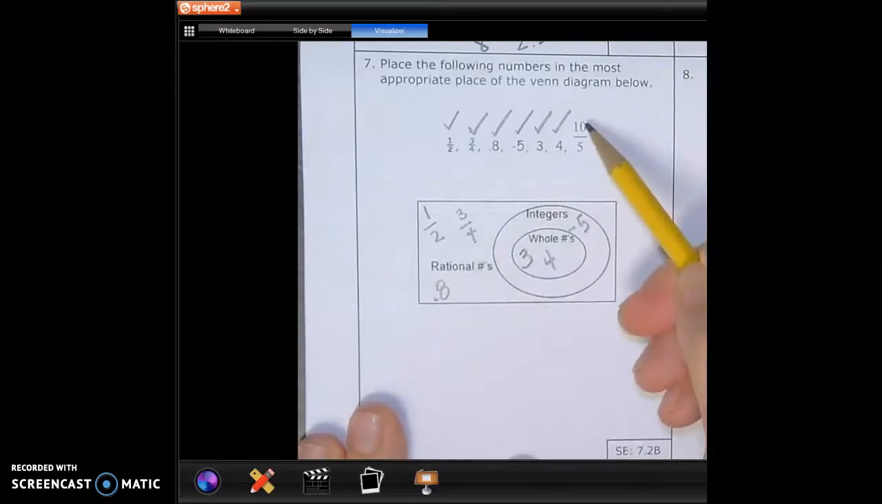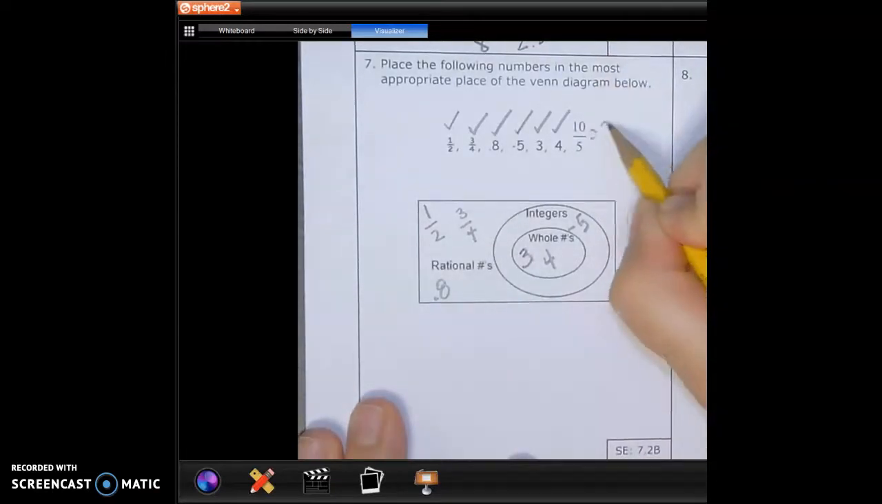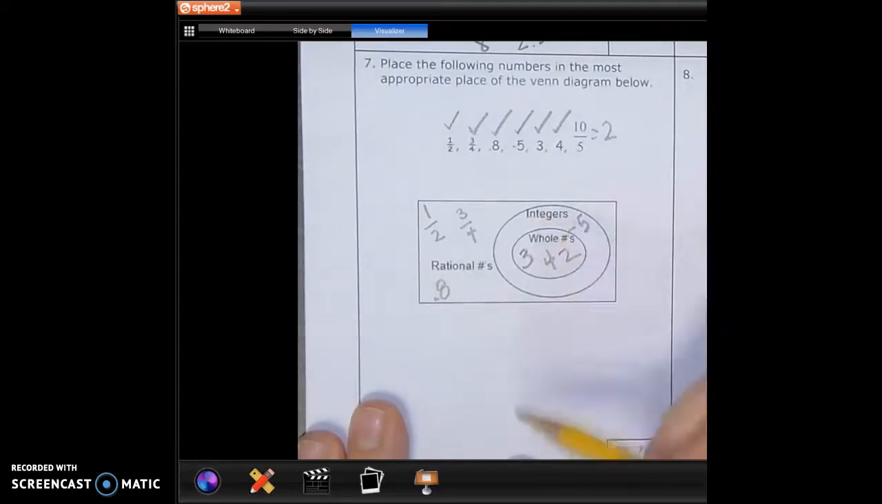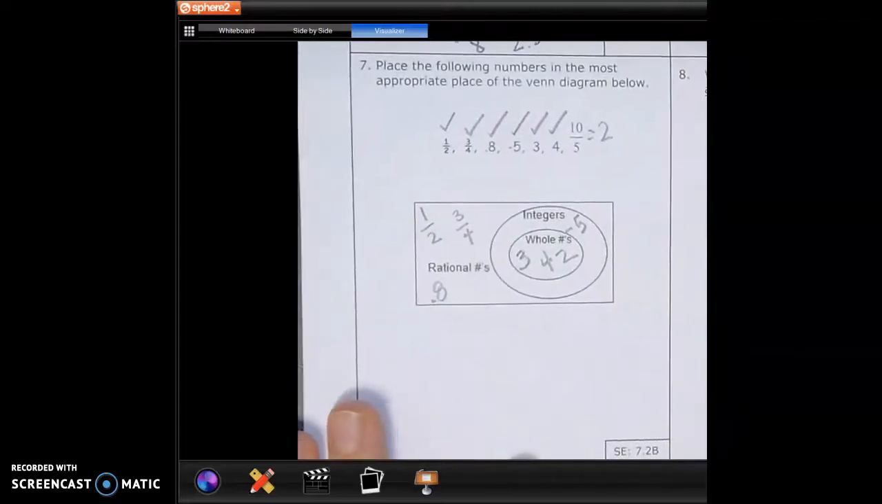And then if I simplify 10 divided by 5, that would give me 2, and 2 would be a whole number, and an integer, and a rational number. Okay? So remember, when we are talking about sets and subsets, we want to do the one that is most specific unless the question asks us for all of the places that the number belongs. If you have any questions about this, please let me know, and I can answer them next time we meet.